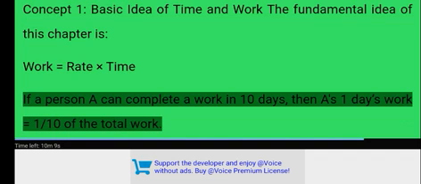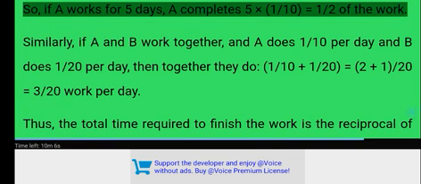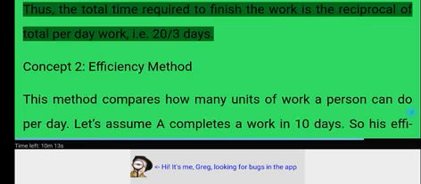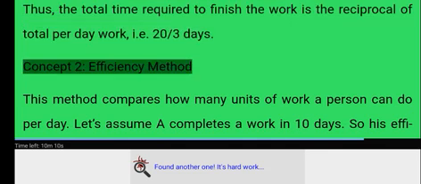If A can complete a work in 10 days, then A's 1 day's work equals 1/10 of the total work. So, if A works for 5 days, A completes 5 times 1/10 equals 1/2 of the work. Similarly, if A and B work together, and A does 1/10 per day and B does 1/20 per day, then together they do 1/10 plus 1/20 equals 2/20 plus 1/20 equals 3/20 work per day. Thus, the total time required to finish the work is the reciprocal of total per day work, i.e. 20/3 days.